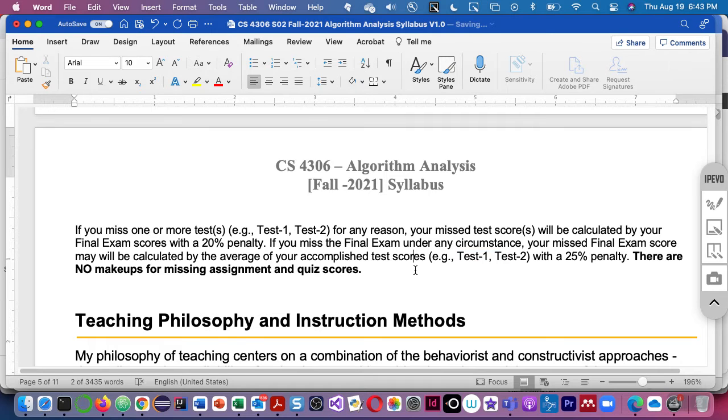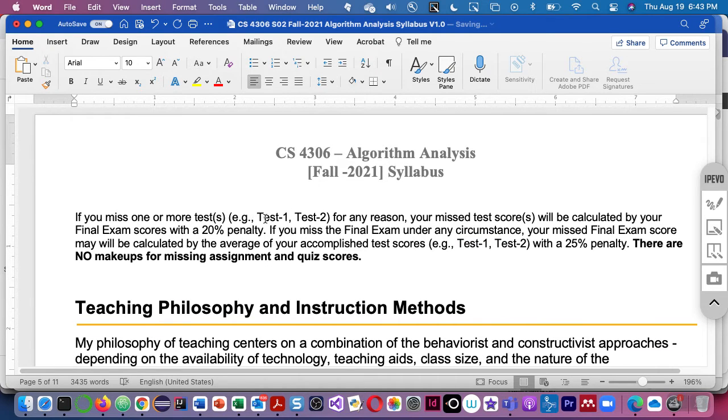But someone suggested to me, with a valid reason, that test 1 and test 2 will not be cumulative. They are chapter specific. For the final it will be cumulative. So in case you miss the final, I will consider everything: test 1, test 2, all tests, assignments, quizzes and attendance. Okay, so I will rewrite this last sentence and upload it by this weekend.